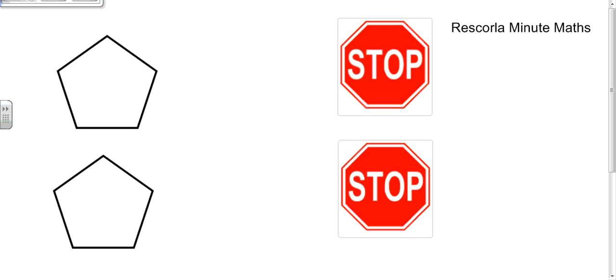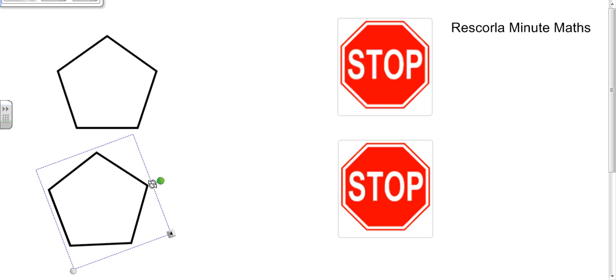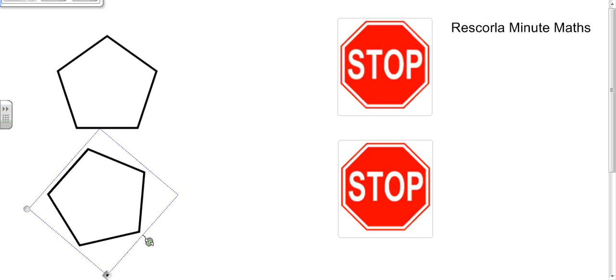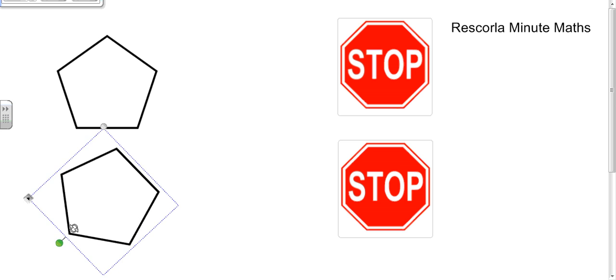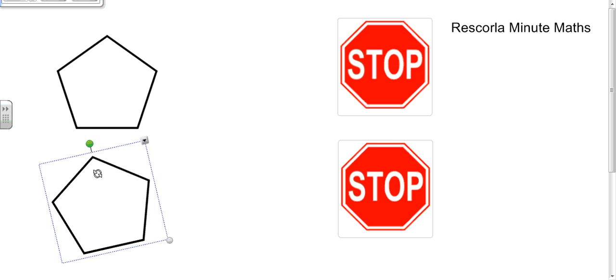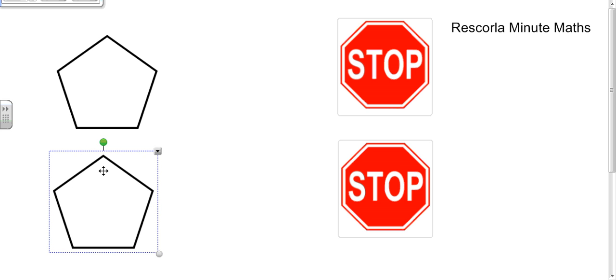So, what I'd like you to do, pause the video, have a go at these ones here. How many ways can we rotate these shapes here and it looks exactly the same? And if you pause the video, here, we've got 1 there, 2, 3, 4, 5, until it gets back to the beginning. So the answer for this one is 5.